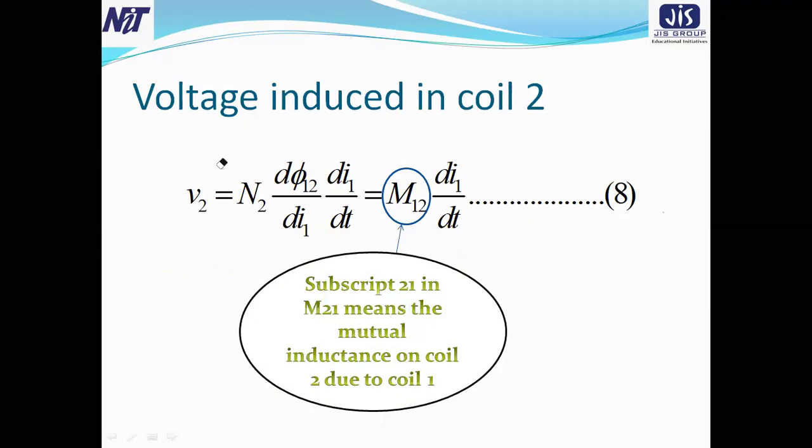So V2 for coil 2 is N2 times dφ12, since φ12 is linking between coil 1 and coil 2, di1 dt. That is actually M12, the mutual inductance. So what is M12? The subscript 21 in M21 means the mutual inductance on coil 2 due to coil 1.